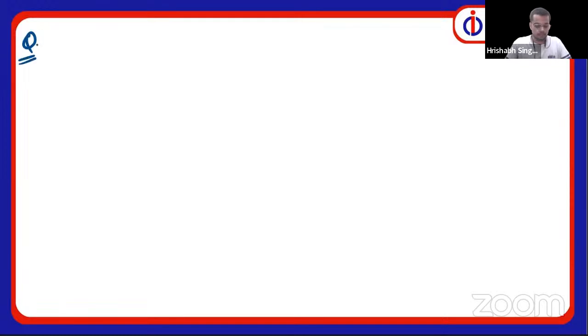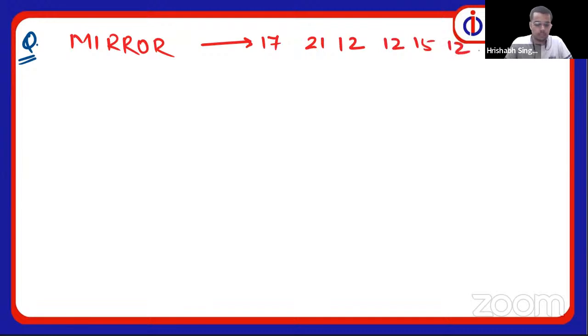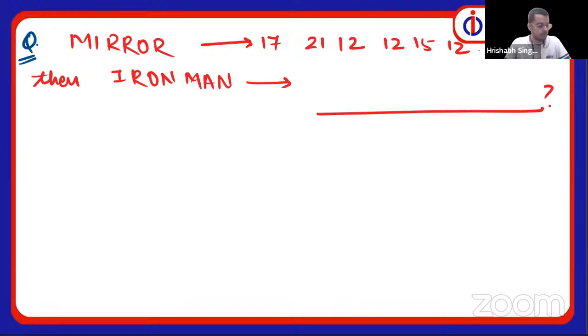Now, the question, one more time. Mirror is coded as 17, 21, 12, 12, 15, 12. Then Iron Man will be coded as what?